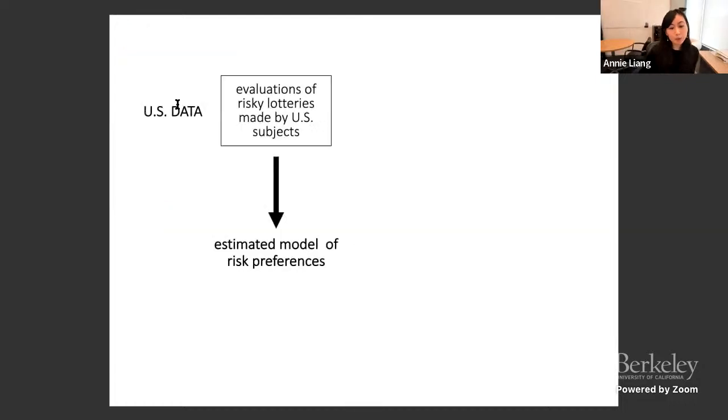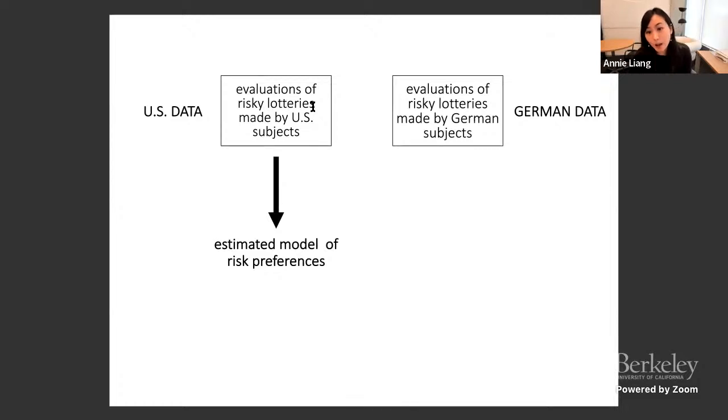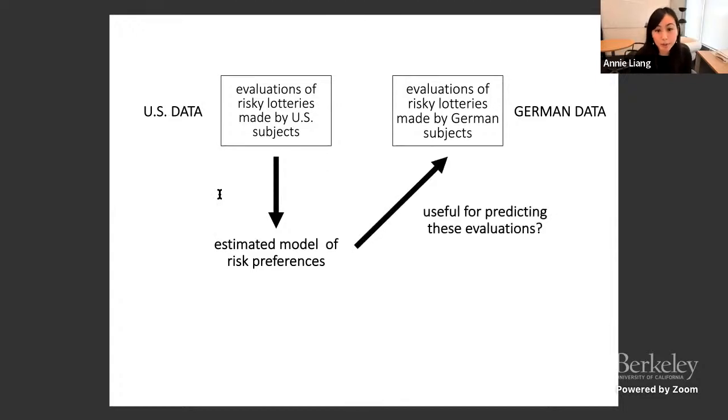For a concrete example, suppose you have access to a data set consisting of evaluations of risky lotteries made by subjects in the United States. Let's call that our US data. You can use that to estimate a model of risk preferences. You might be interested in how risk averse these subjects are. Now, that model is certainly going to be useful for predicting future evaluations of risky lotteries, again, made by US subjects, but you might hope that the model is useful beyond that. So for example, if you were to predict evaluations made by German subjects, you might hope that this model would still be informative about that. Maybe not quite as predictive as for US subjects, but still predictive.